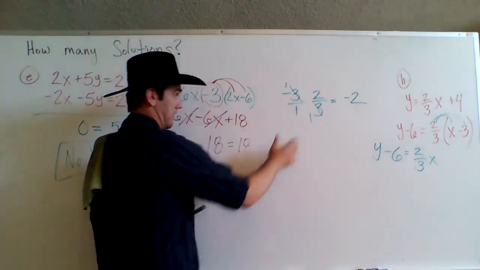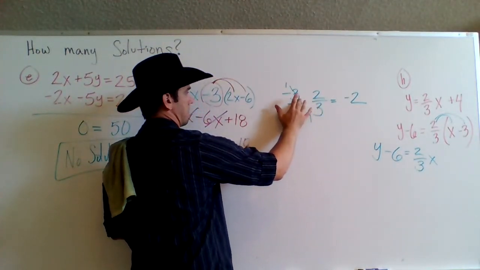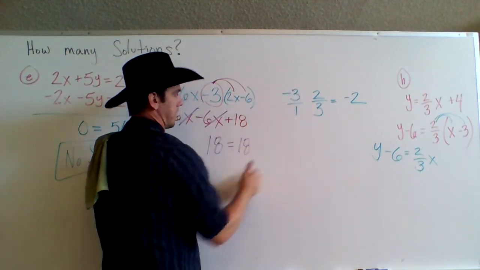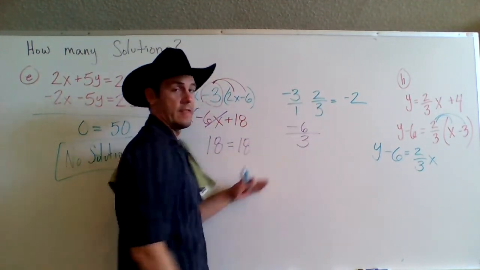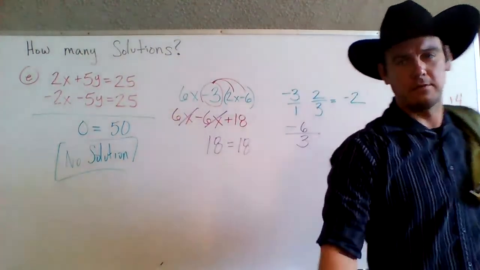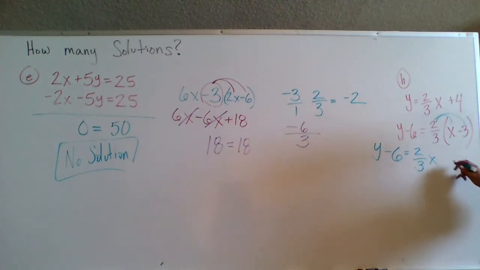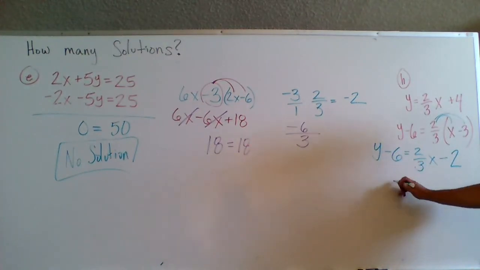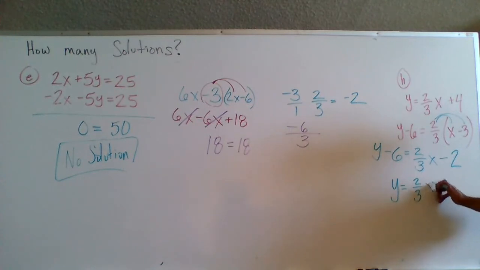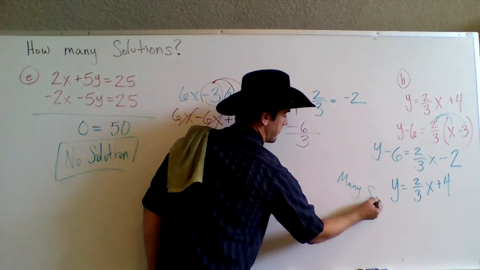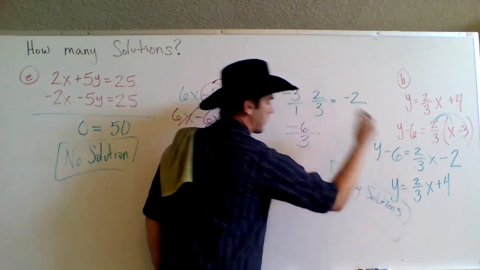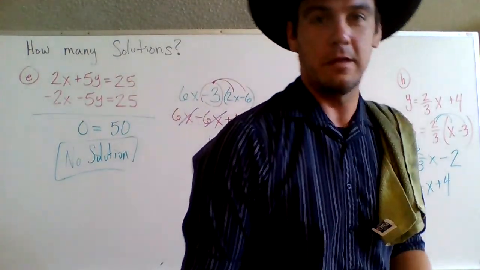Another way to do it is, like I said, you could have multiplied straight across. If we had multiplied straight across, I would have gotten negative 3 times 2 is negative 6. 1 times 3 is 3. Negative 6 over 3 is really going to reduce to negative 2. So this is going to be a minus 2. My last step here is just to add 6 over. So I get y equals 2 over 3x. Negative 2 plus 6 is 4. These are, once again, the same equation, so it's going to end up being many solutions. Hopefully that didn't confuse you and you can now do all of your homework.